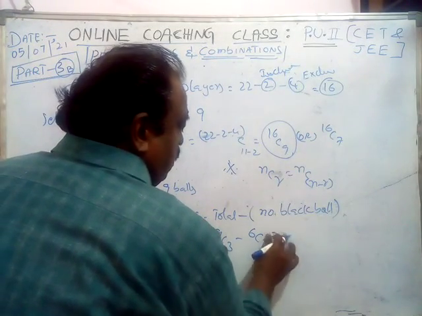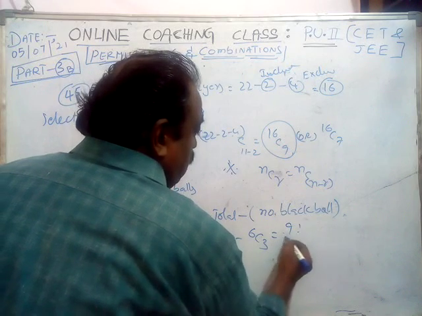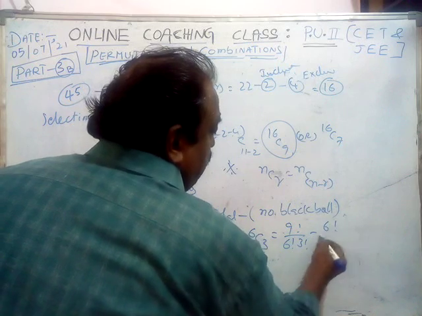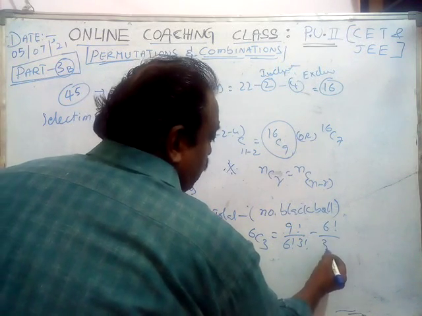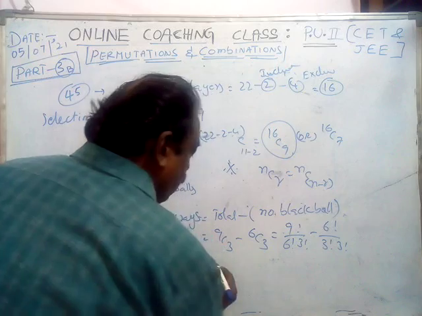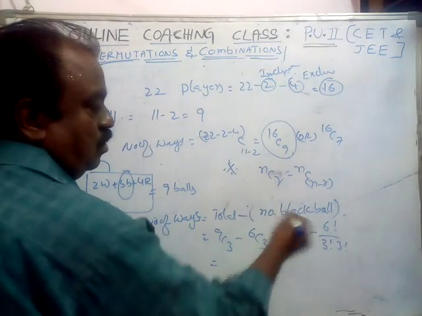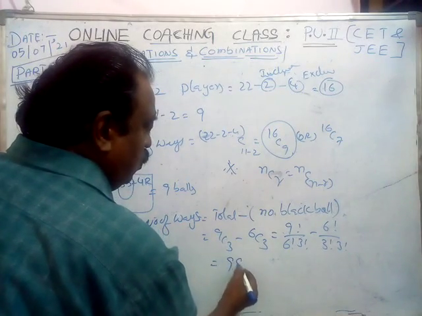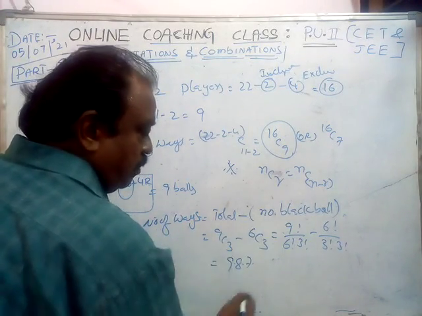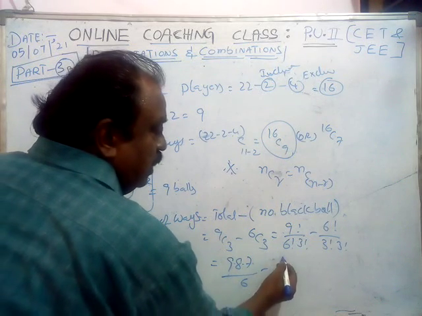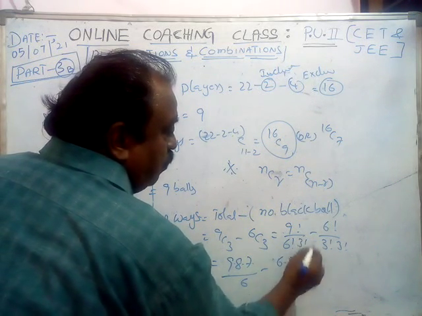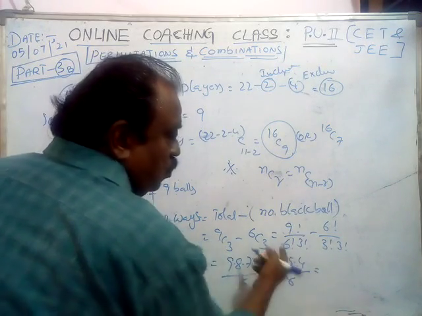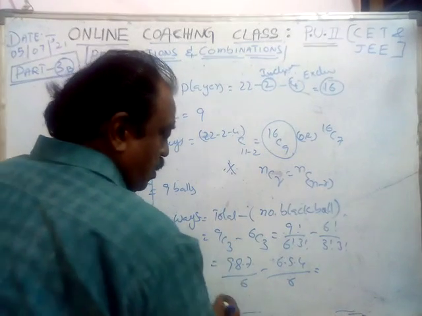That is, 9C3 means 9 factorial by (9 minus 3) factorial, that is 6 factorial, into 3 factorial. Minus 6 factorial by 3 factorial, 6 minus 3 is 3 factorial, into 3 factorial. Okay, now you calculate it. By calculation, 9 into 8 into 7 into 6 factorial, 6 factorial cancels with 6 only. It is 6 into 5 into 4 factorial into 3 factorial, cancels, only one 3 is there. You can easily solve it.